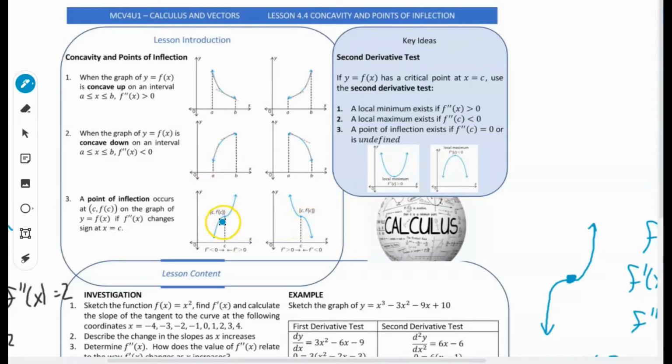Your point of inflection always occurs when your concavity changes from up to down or from down to up. Right, so that's an important note to make. Over here I said a point of inflection exists if f double prime at c equals 0. I should write a point of inflection could exist if f double prime equals 0. This is called our second derivative test. And if everything goes well with our second derivative test, there's actually no need to do the first derivative test. I'm going to show you that with some examples.